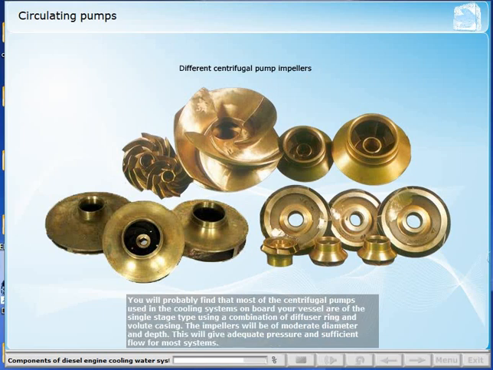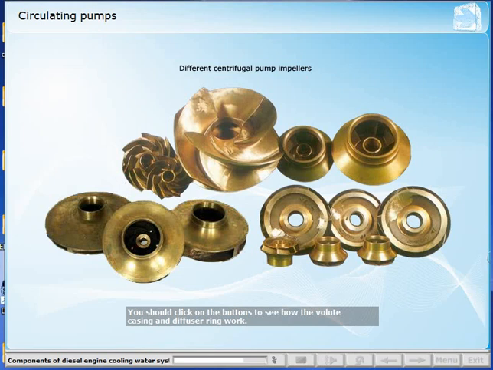You will probably find that most of the centrifugal pumps used in the cooling systems on board your vessel are of the single-stage type, using a combination of diffuser ring and volute casing. The impellers will be of moderate diameter and depth. This will give adequate pressure and sufficient flow for most systems. You should click on the buttons to see how the volute casing and diffuser ring work.